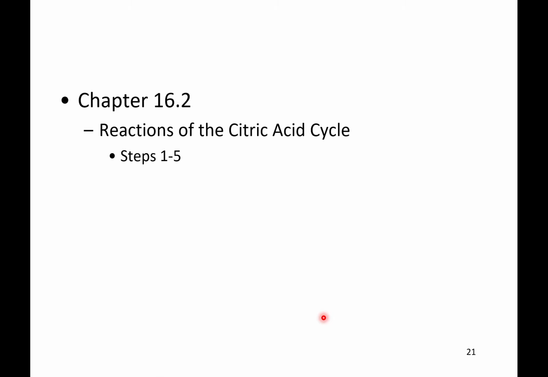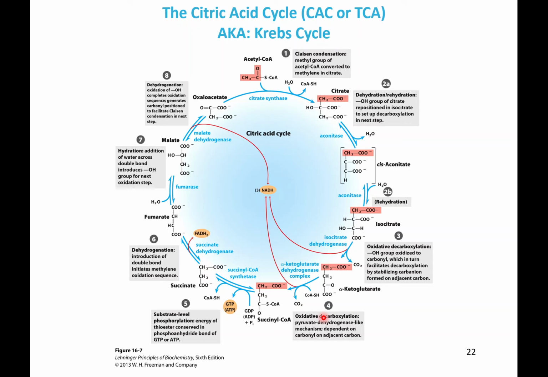Okay, so moving on to the second section of chapter 16, and this is where we talk about the details of the citric acid cycle. Okay, this is the figure the book gives. This is the citric acid cycle. This figure has a lot of detail in it, which is good. I suggest you spend some time looking through these different figures. They all have a little bit different information. It's probably hard for me to go through this in a lecture and for you to get all that information.